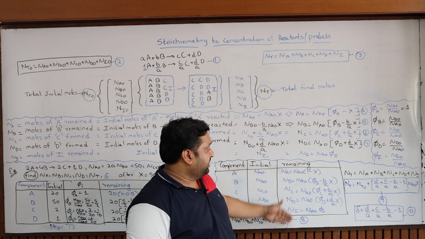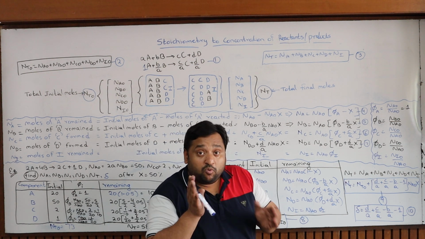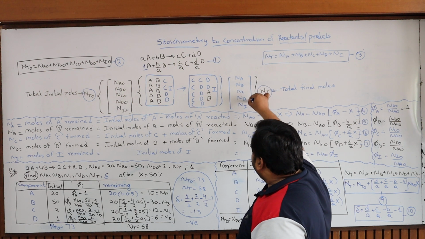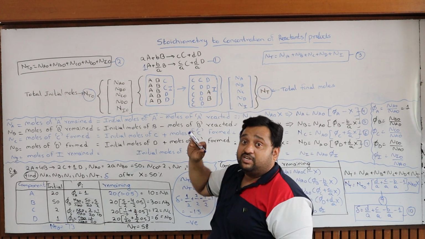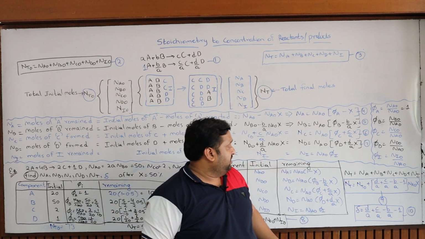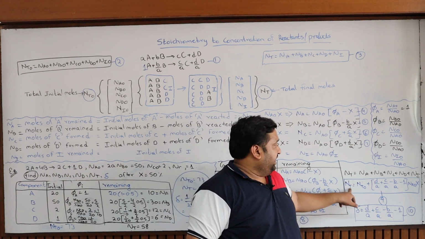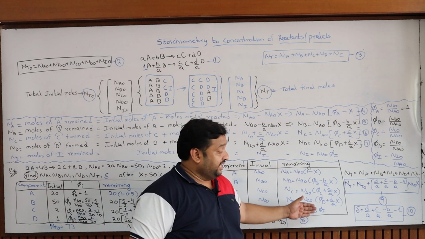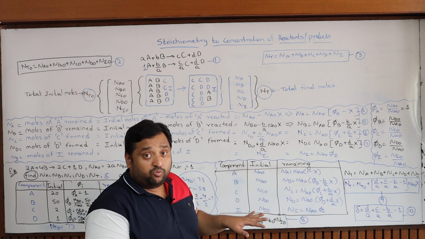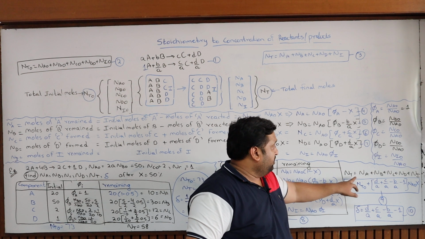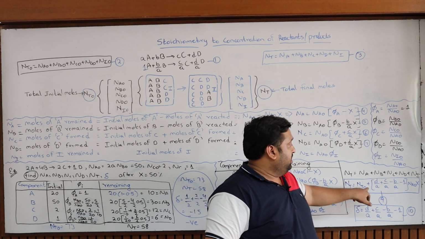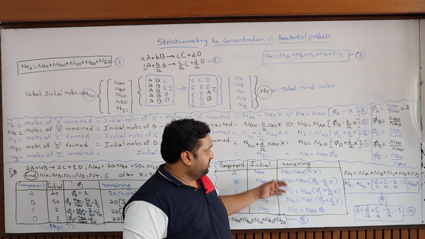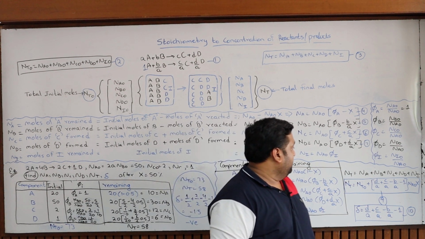If you sum, what is the total moles after the reaction? Na plus Nb plus Nc plus Nd plus Ni. These are the amount of moles present after the reaction. If you sum all of them and club the terms, Nt becomes Nt0 plus the additional terms, where Nt0 is nothing but Na0, Nb0, Nc0, Nd0, Ni0, and all the things will come.